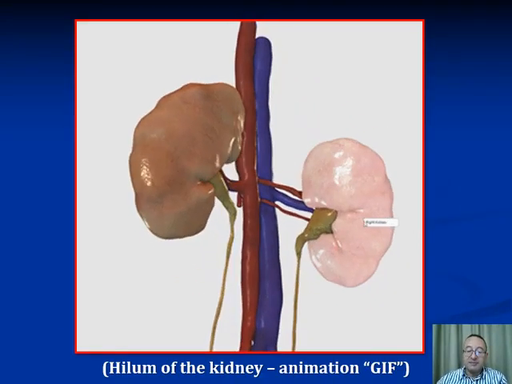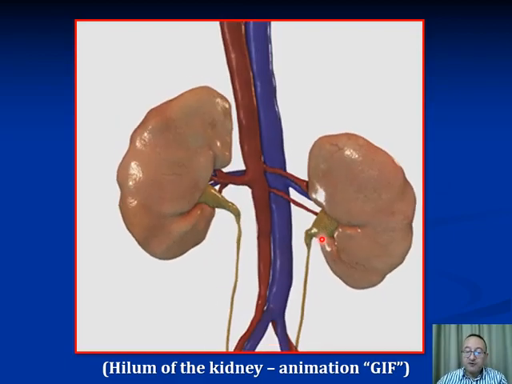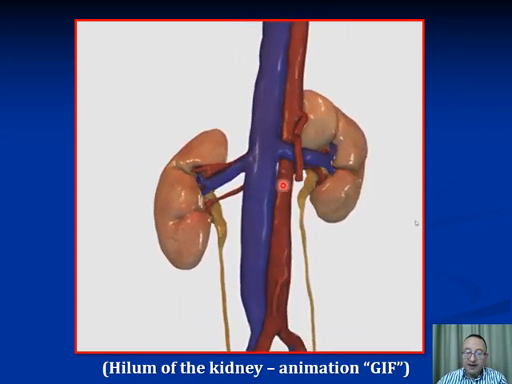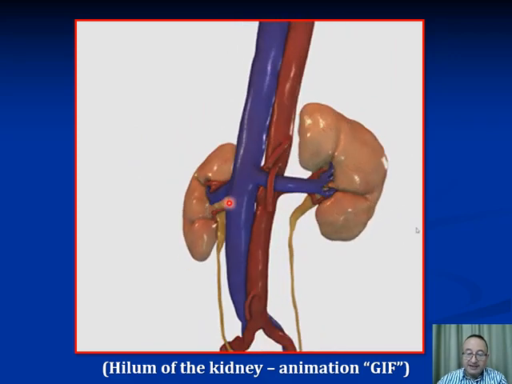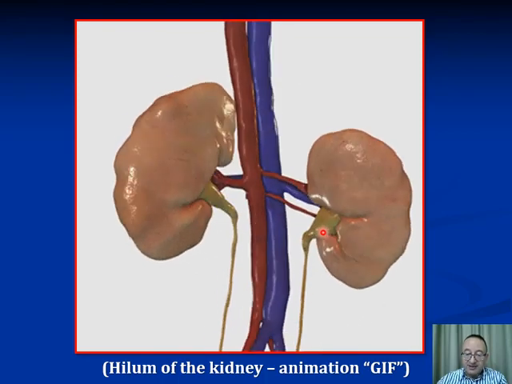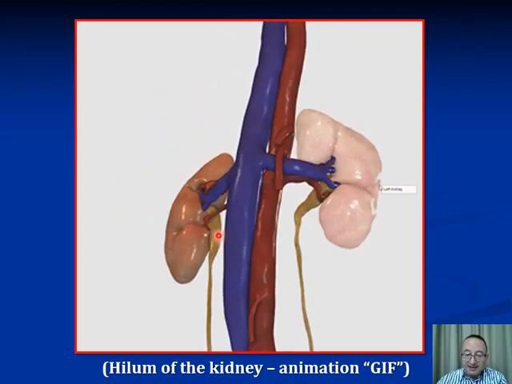There is a hilum of the kidney. Here I look from behind. Here from anterior. As you see, from anterior, renal vein is the most anterior structure. If I rotate it, here I am posterior. There is the ureter. There is the renal pelvis, which is dilated. This and this.